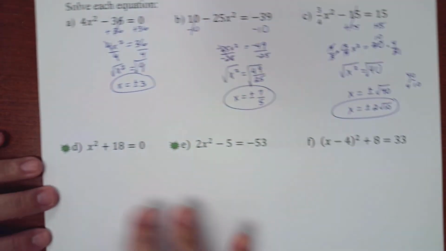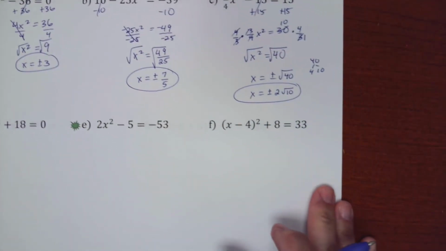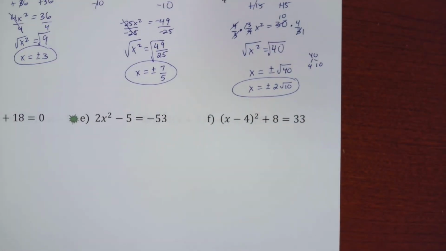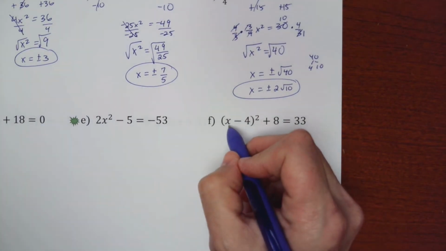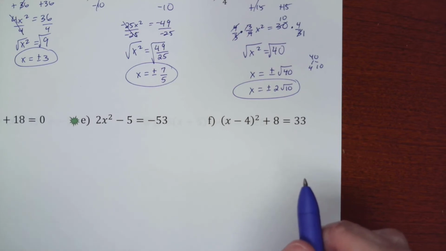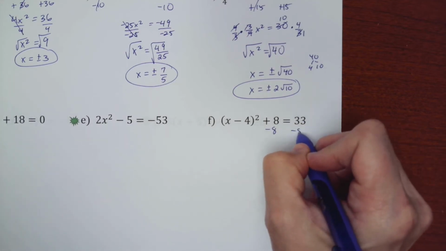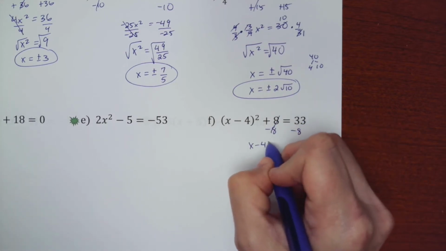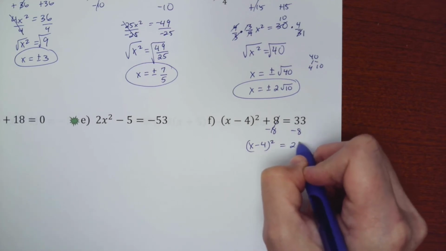Okay. All right, these two we'll have to do later because they have imaginary numbers, which you don't know yet. But let's take a look at this guy. So I do have a little x right here, but notice it is being squared. So we're just going to do the square root at a different time. We're going to get rid of the 8. I have x minus 4 squared equals 25 now.